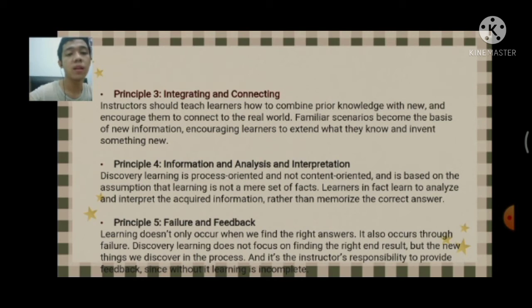Principle 5. Failure and feedback. Learning doesn't only occur when we find the right answers. It also occurs through failure. Discovery learning does not focus on finding the right end result, but the new things we discover in the process, and it's the instructor's responsibility to provide feedback, since without it the learning is incomplete.